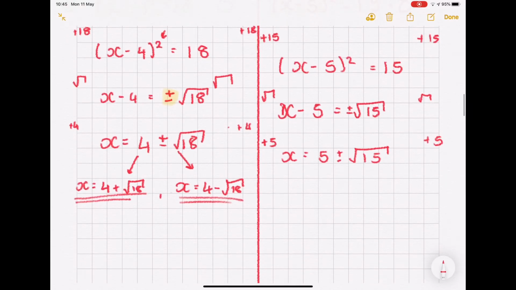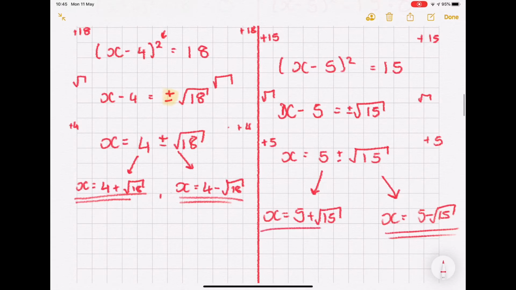So that means that we have two roots. We have a root where x equals 5 plus root 15, and a root where x equals 5 minus root 15. And those are our two answers. So if you got that, fantastic. Give yourself some ticks. Well done. Very impressive. Very, very impressive.